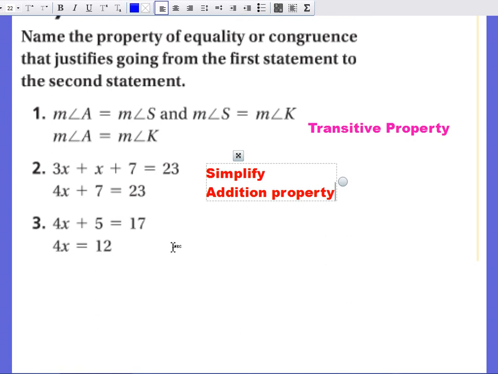Well, by George, it looks like they might have subtracted the 5. Okay, so that's what they did. This is subtraction property of equality. I'm just going to put subtraction property. If you want to abbreviate, that's fine. Just watch out with abbreviations, like on subtraction and substitution, because they both obviously would have SUB.